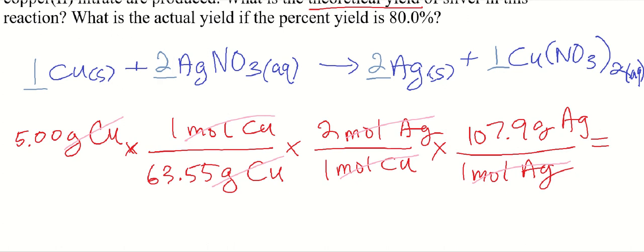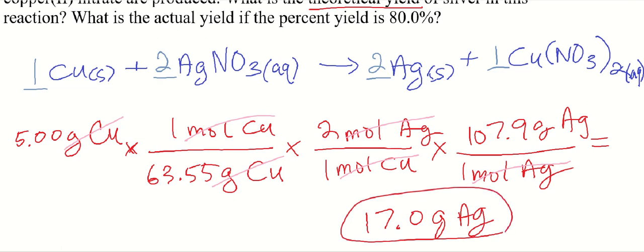Get my calculator out. 5 divided by 63.55 times 2 times 107.9. 16.978. We need 3 digits, so that's just going to be 17.0 grams of silver. That's our answer to the first part of the question.